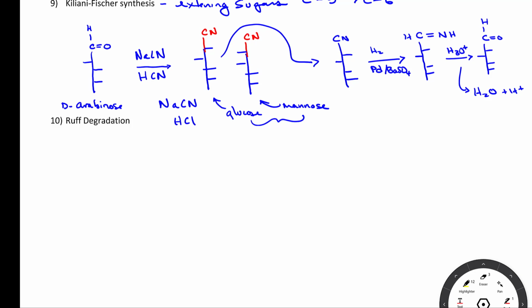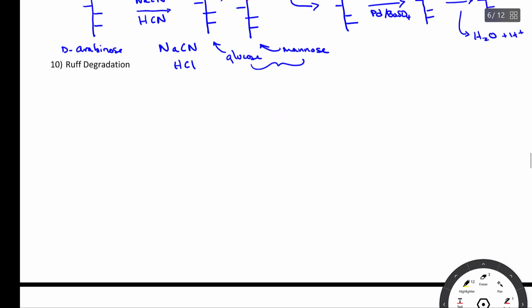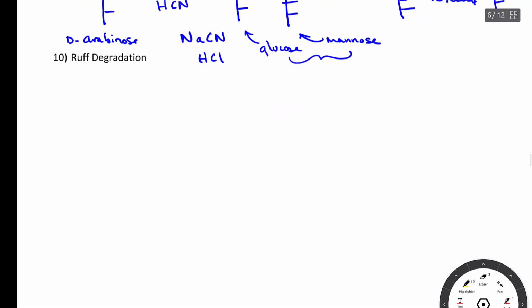Now, another important reaction in studying sugars is called the Ruff degradation, and there are a couple of these kinds of reactions out there, but Ruff is the one that usually people talk about in the general organic chemistry class. And that reaction is to take a sugar, an aldose usually, right? That's what we're working with right now, and shorten the chain.